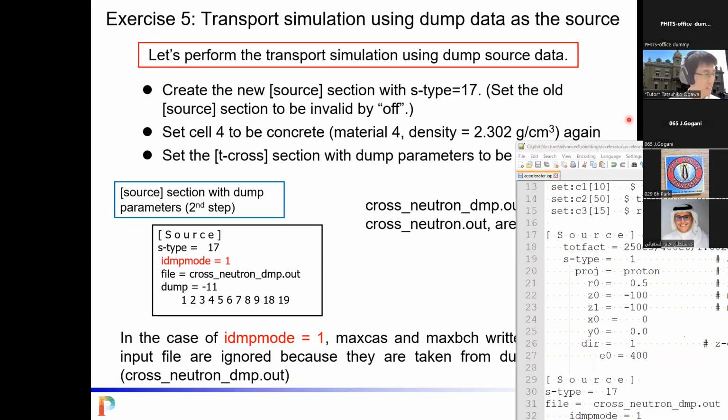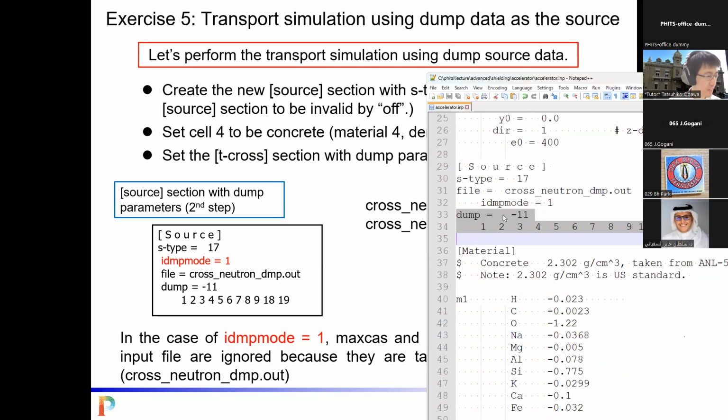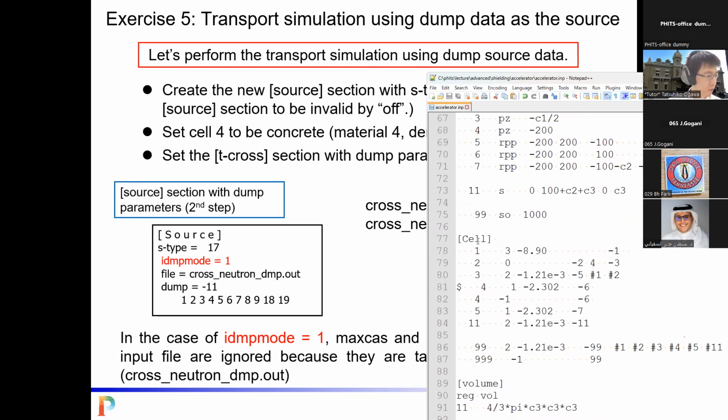Excuse me, in exercise number 5, I made a terrible mistake. It is true, creating a new source section, activating the new source section is important, and we have to set the cell 4 to be concrete again. Please don't forget to revert this change to make cell number 4 concrete again.